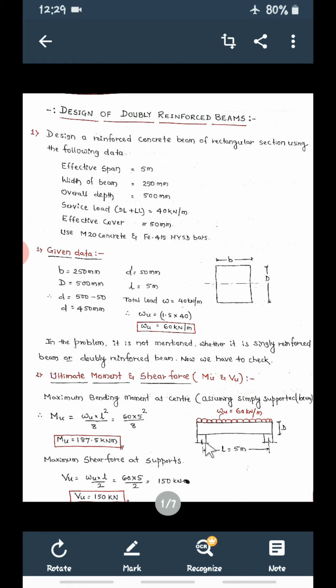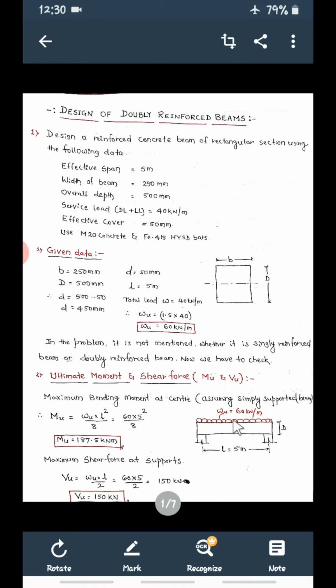Next, again it is not given in the problem. They have just mentioned design a reinforced concrete beam. They have not mentioned whether it is a simply supported beam or a cantilever beam, because the design of a cantilever beam will be different. Here again, we will assume a simply supported beam. So the beam is simply supported with effective span 5 meter and a total load 60 kilonewton per meter.